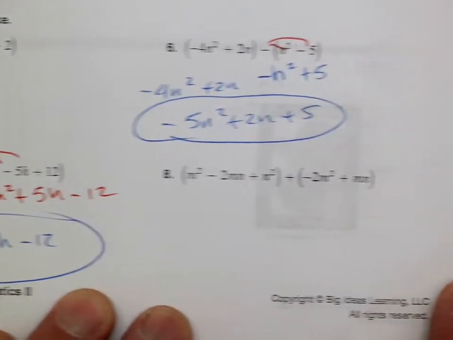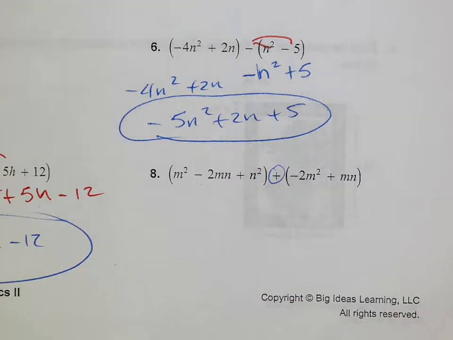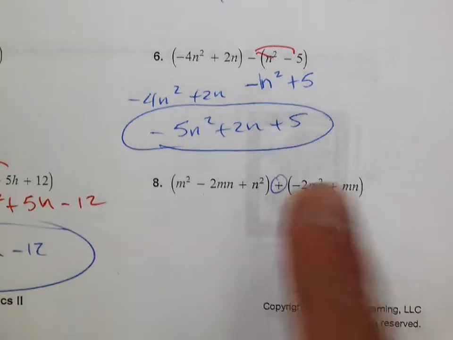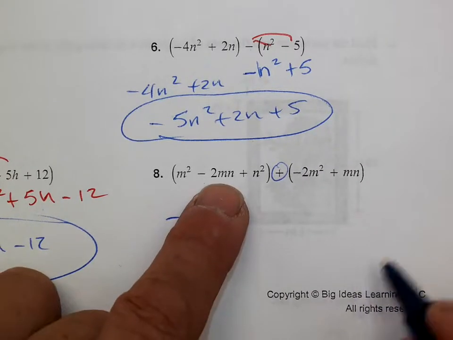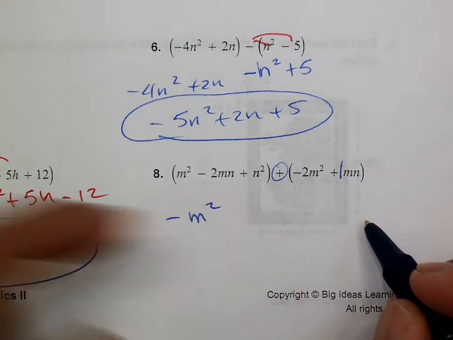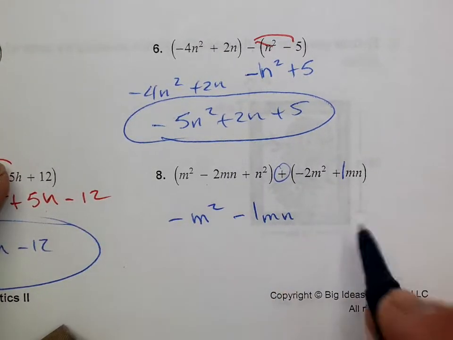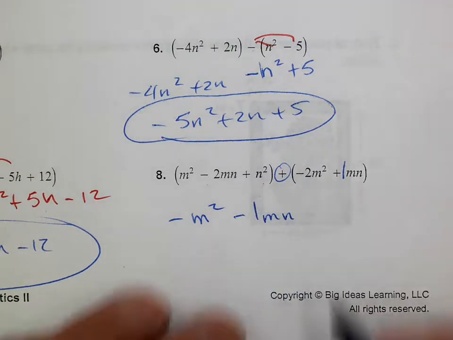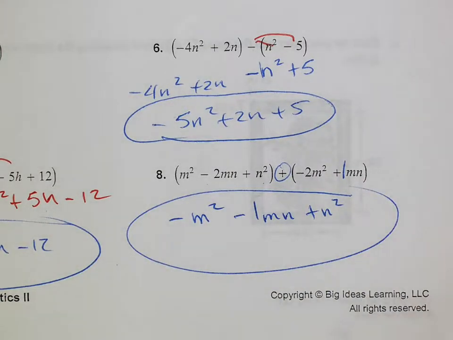All right, 8. We're just going to add. We're adding. We're not going to do the big FOIL thing. We're just going to add like terms. I've got an m squared and a negative 2m squared makes a negative 1m squared. Negative 2mn and a 1mn makes a negative 1mn. And then this n squared is the only n squared term, so we're just going to leave it there as a plus n squared. Okay, you can only put together the ones that are the same. Okay, thumbs up.